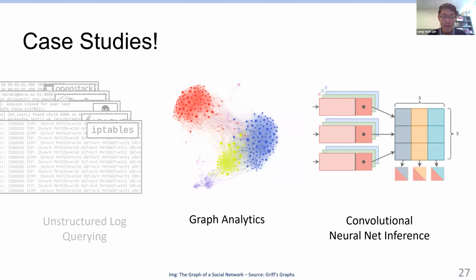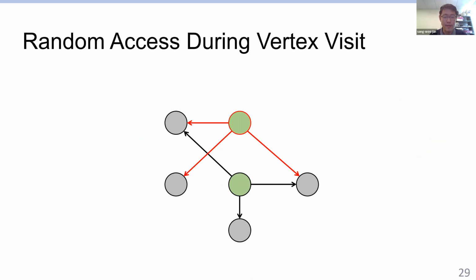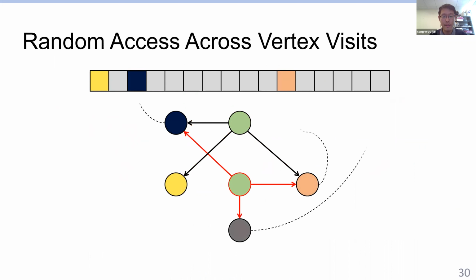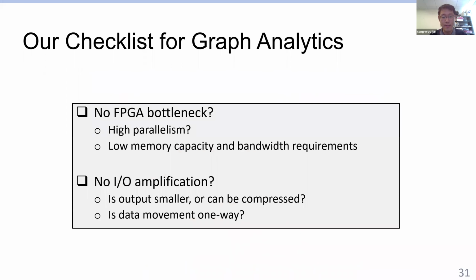Okay, so that was our unstructured log querying example. I actually have much shorter versions of two other applications, but in the interest of time, I think I should skip over graph analytics for now. And if there's interest, maybe I can get back to it later. The basic idea is that graph analytics are very random access intensive on each vertex and across vertex traversals, meaning we're going to have random access into memory.